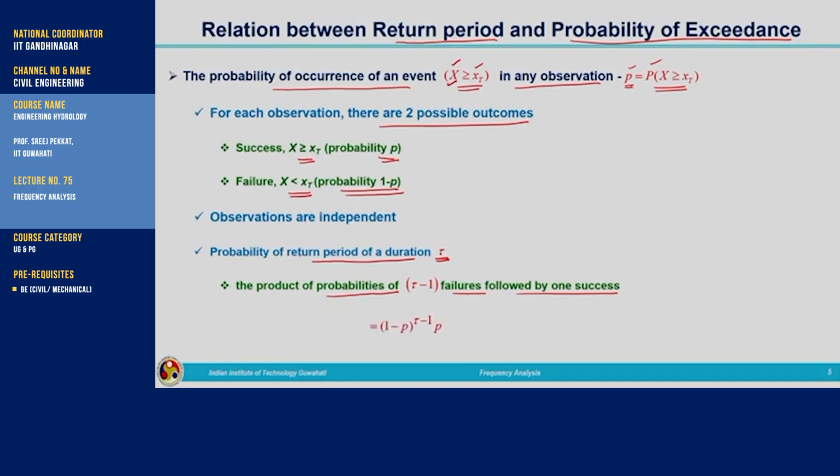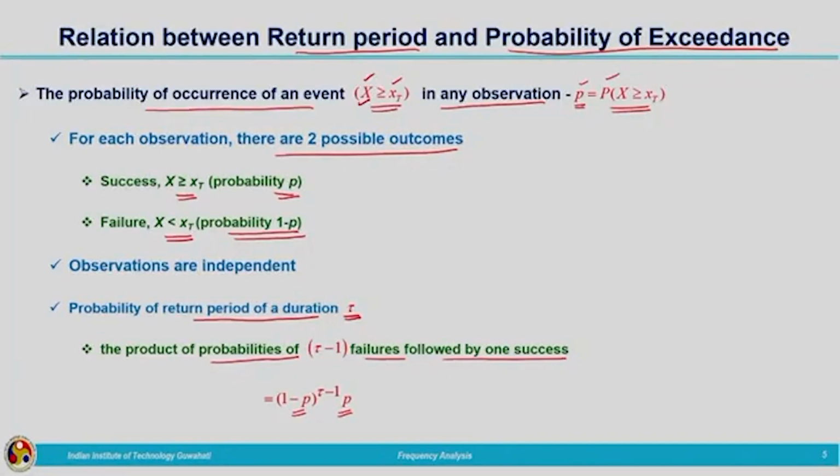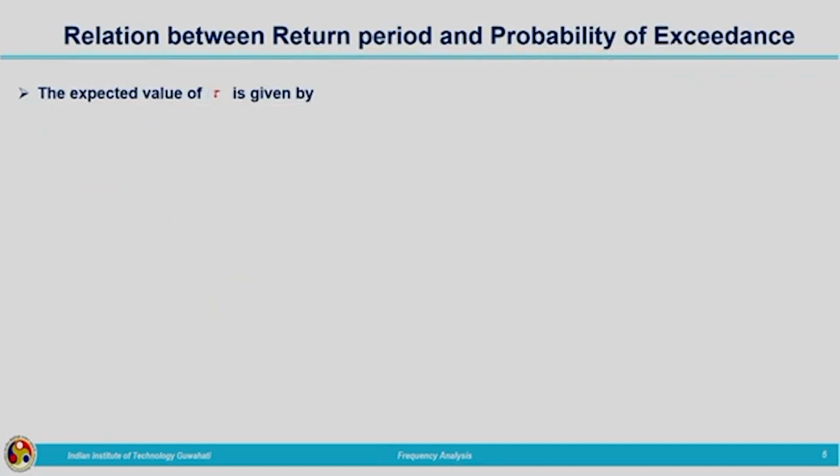Since these events are independent, we can take the product of probabilities. 1 minus p represents the probability of failure, that is non-occurrence, and p represents the probability of success, that is occurrence. So, we can take the product of these two probabilities because these two events are independent of each other. That is what is written over here, 1 minus p to the power of tau minus 1 multiplied by small p. Now, we can go for finding out the expected value of tau.